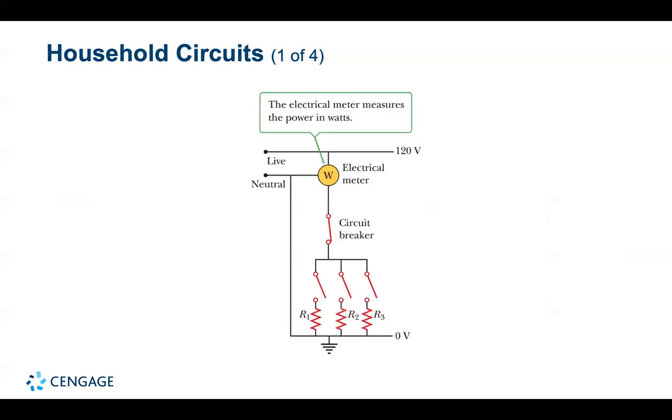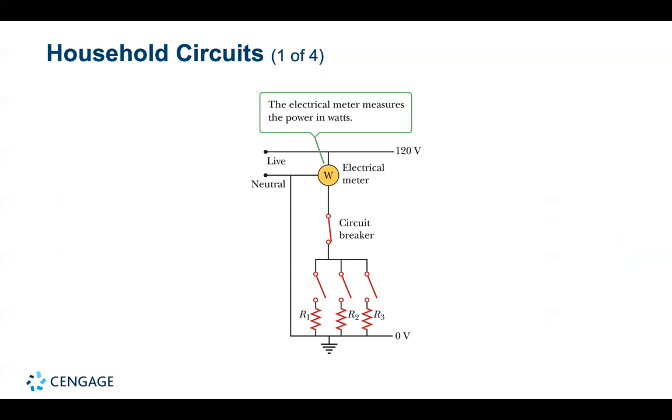So let's think of some practical applications of this. In this figure, we have a wiring diagram for a household circuit. The resistances R1, R2, and R3 represent appliances or other electrical devices that operate at an applied voltage of 120 volts, typical of what you see in a home in the US.